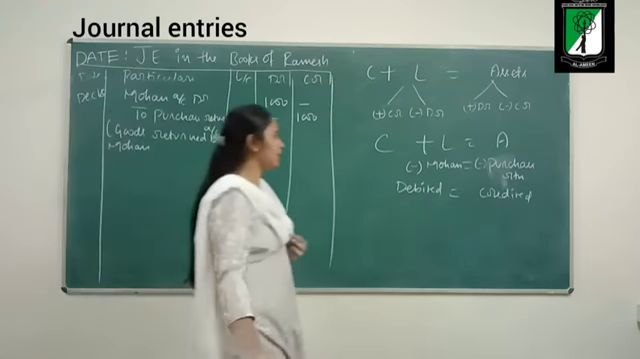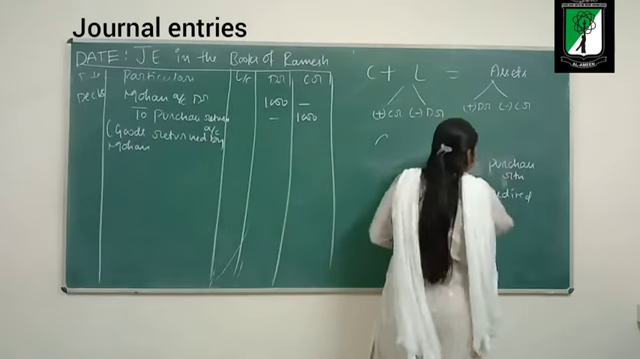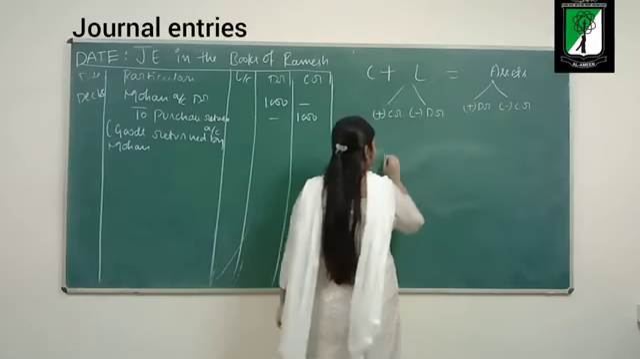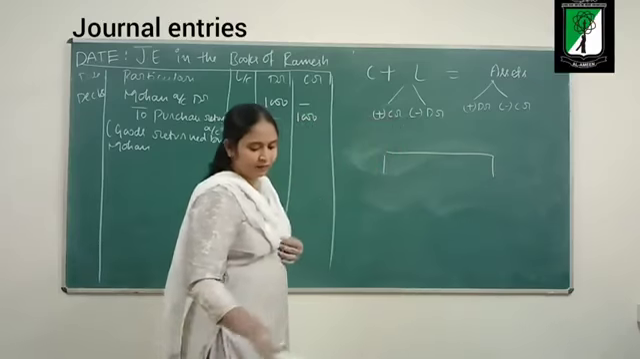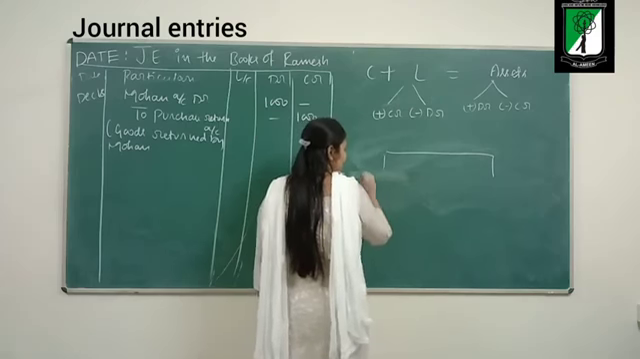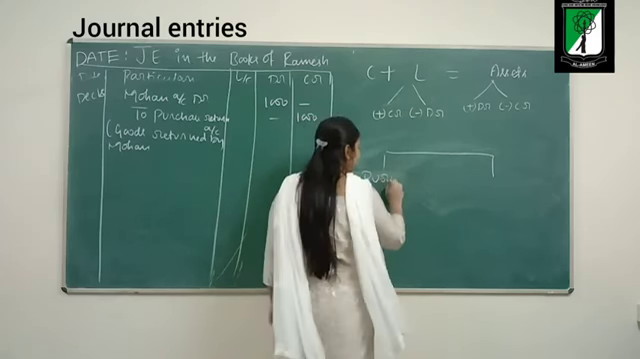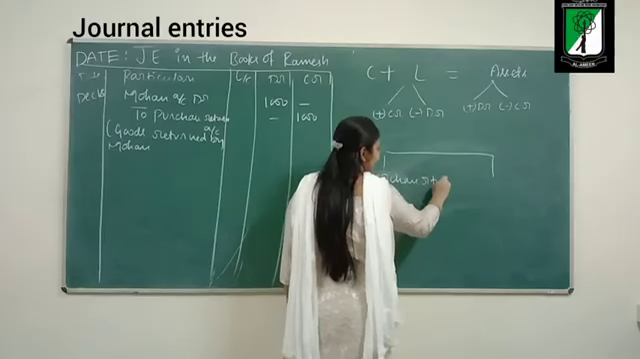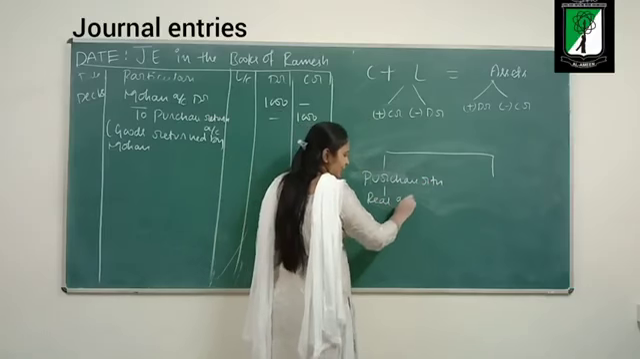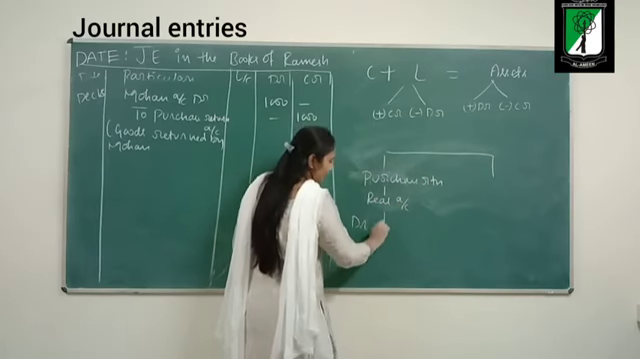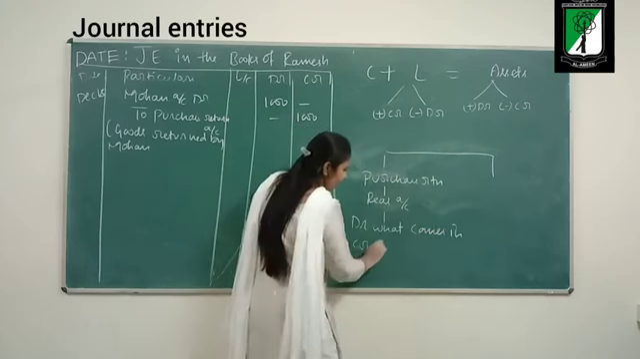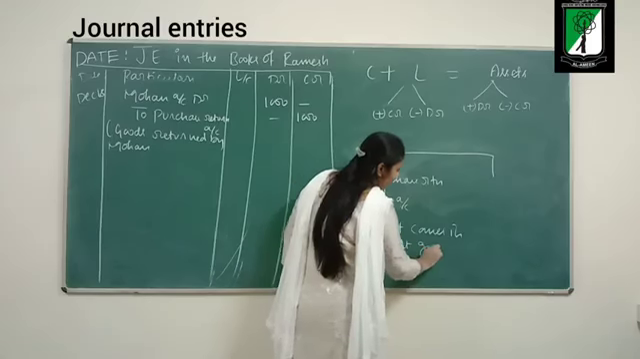Now, according to the traditional approach, analyze the type of accounts involved. Goods returned by Mohan. It is affecting goods, but I cannot write goods here. Instead, I should write the event name. It's a purchase return. If it is related to goods, which account rule? Real account rule. What does the real account rule say? Debit what comes in, credit what goes out.